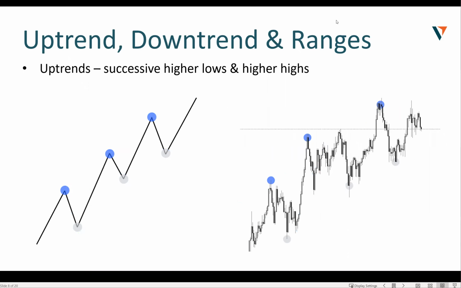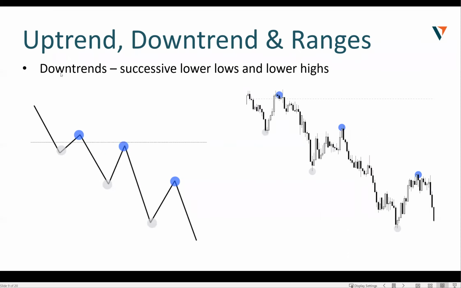Now let's take a look at a downtrend. Downtrend is the opposite. Essentially, you have successive lower lows and lower highs being formed. Take a look at the example on the left. You can see over here, in this case, the highs are marked out in blue and the lows in gray. So in a downtrend, again, the assumption is that the trend would continue unless there is a change in structure.